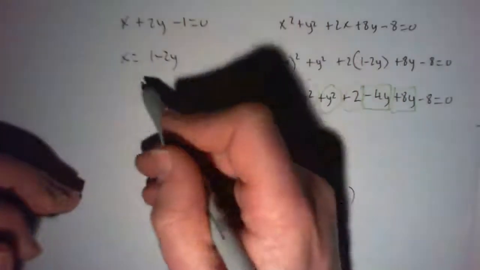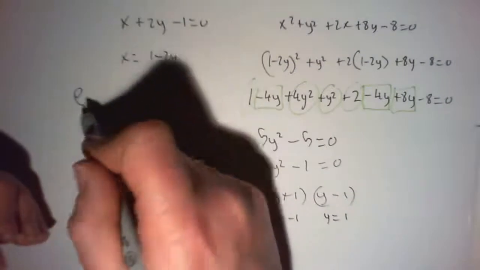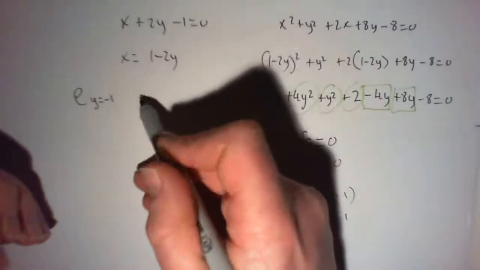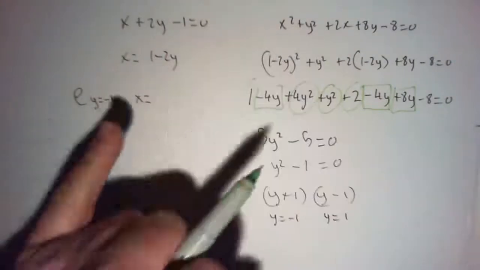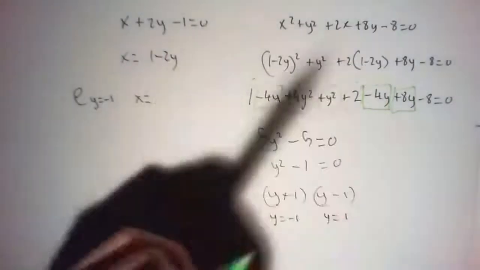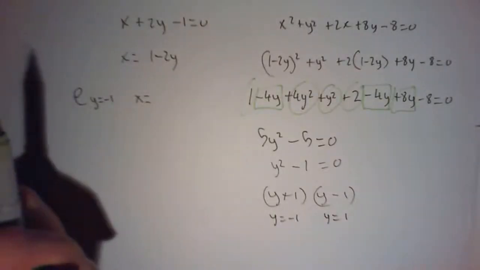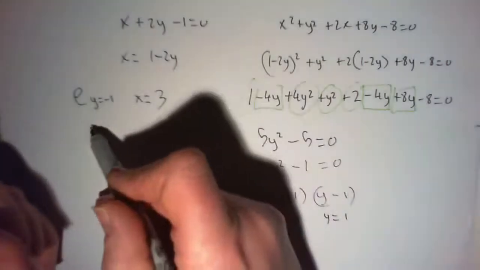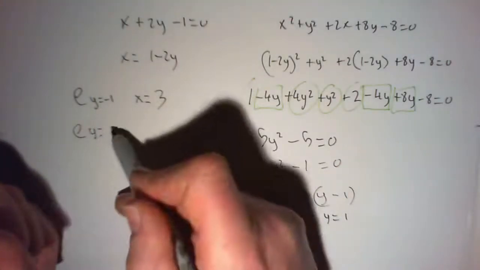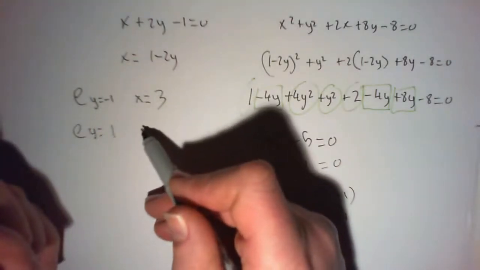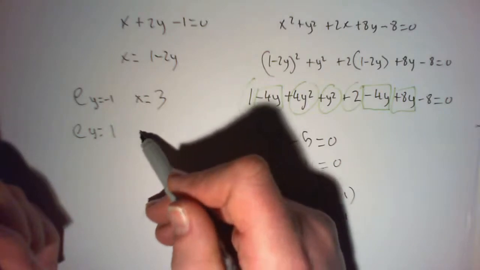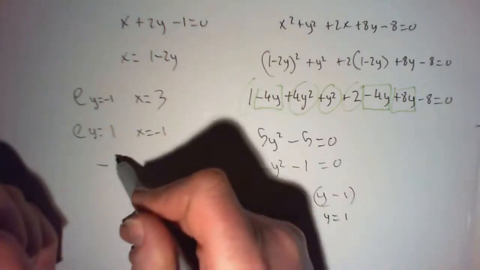Now I can substitute them both back in. So at y equal to minus 1, x is going to be equal to 3. And at y equal to 1, x is going to be equal to minus 1. So we have minus 1 and 1.